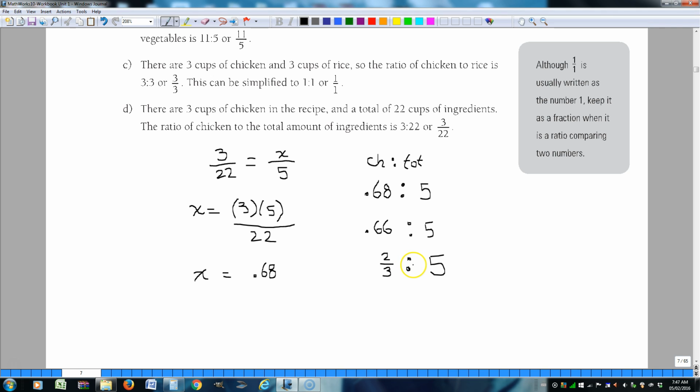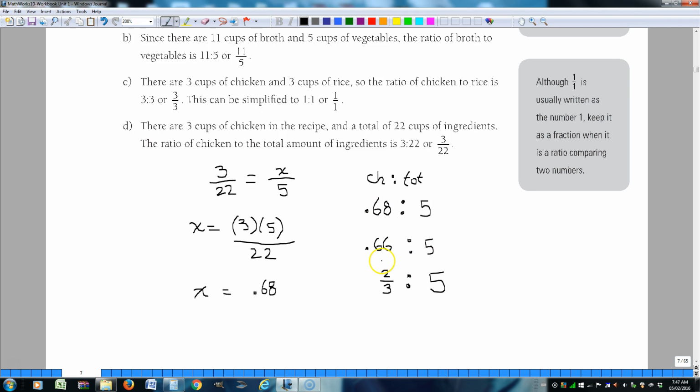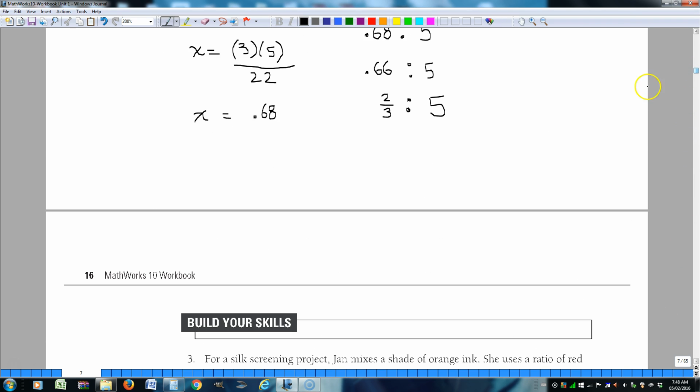If you don't want to skimp on the chicken, you could say, well, you know what, it's 0.68. Let's give them 3/4 of a cup. Let's give them some extra chicken in there. So we would say, okay, that's 0.75 compared to 5 cups of food. That's going to be easier to measure, isn't it? 0.75 is 3/4, so 3/4 of a cup compared to 5 cups of chicken.